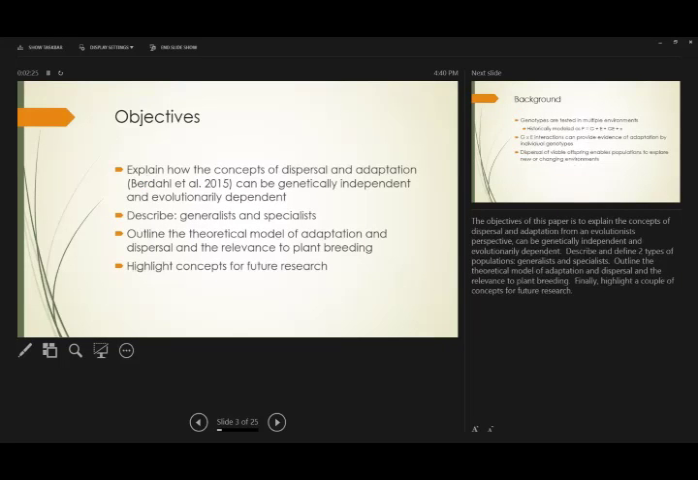The objectives of this paper are to explain the concepts of dispersal and adaptation from an evolutionist perspective, how it can be genetically independent but evolutionary dependent. Describe and define two different types of populations, generalist and specialist, and outline the theoretical model of adaptation and dispersal, and how it's relevant to plant breeding, and finally highlight a couple of concepts for future research.